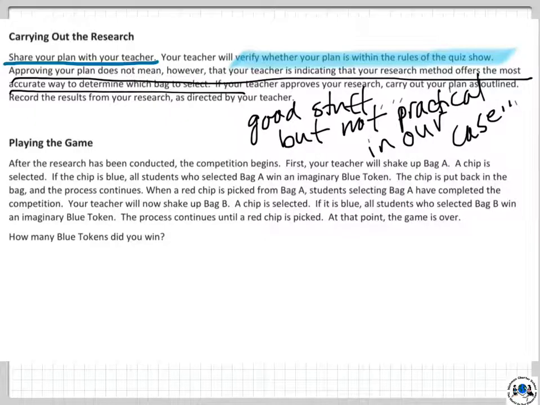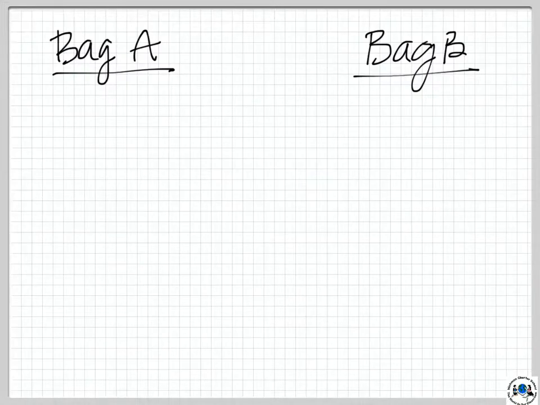Okay. So why don't we do this? I'm going to go back to the page where we record our data, and let's go ahead and carry out that research right now. Well, I have bag B here ready to pick out of, and what I'm going to do is pick 20 times in a row from bag B, and then I'll come back and show you my results. So just hold on one sec.